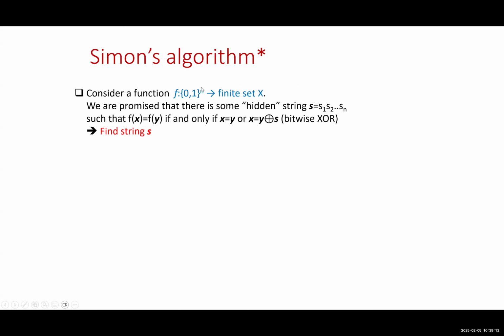So it's an n-bit input mapped to some finite set. It's a promise problem saying that there's a hidden string s1, s2, ..., sn. The function values f(x) and f(y) are the same if the arguments differ by this hidden bit string, and you want to find this bit string. Classically, finding this would be exponentially hard.